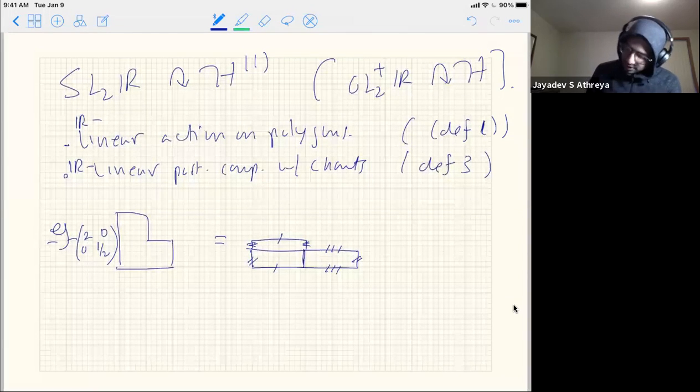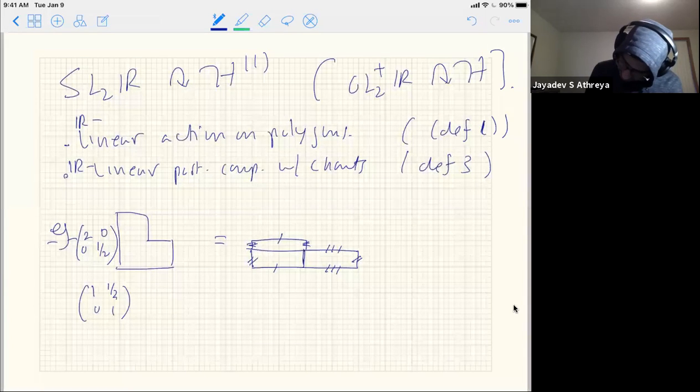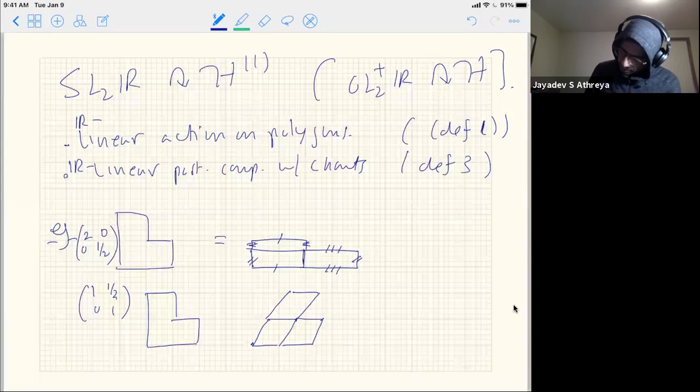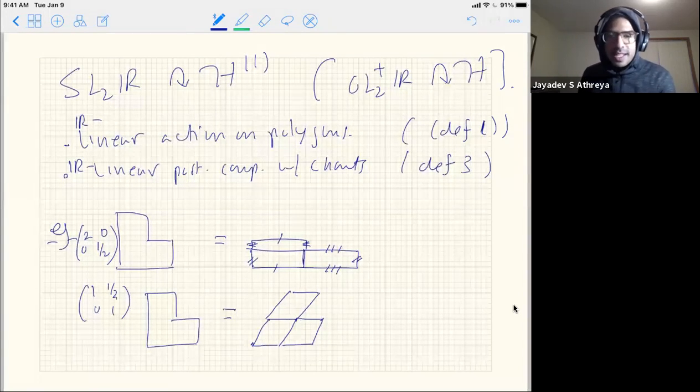If you were to shear this guy, you could do, let's say, 1, 1/2, 0, 1. Let's see if I can draw this on the fly. Applied to the same fellow here would be, okay, so I start from here, I go halfway up, go across, go halfway up, go across, go halfway up, and then similarly, right? So that would equal this. So it really is just a naive linear action.